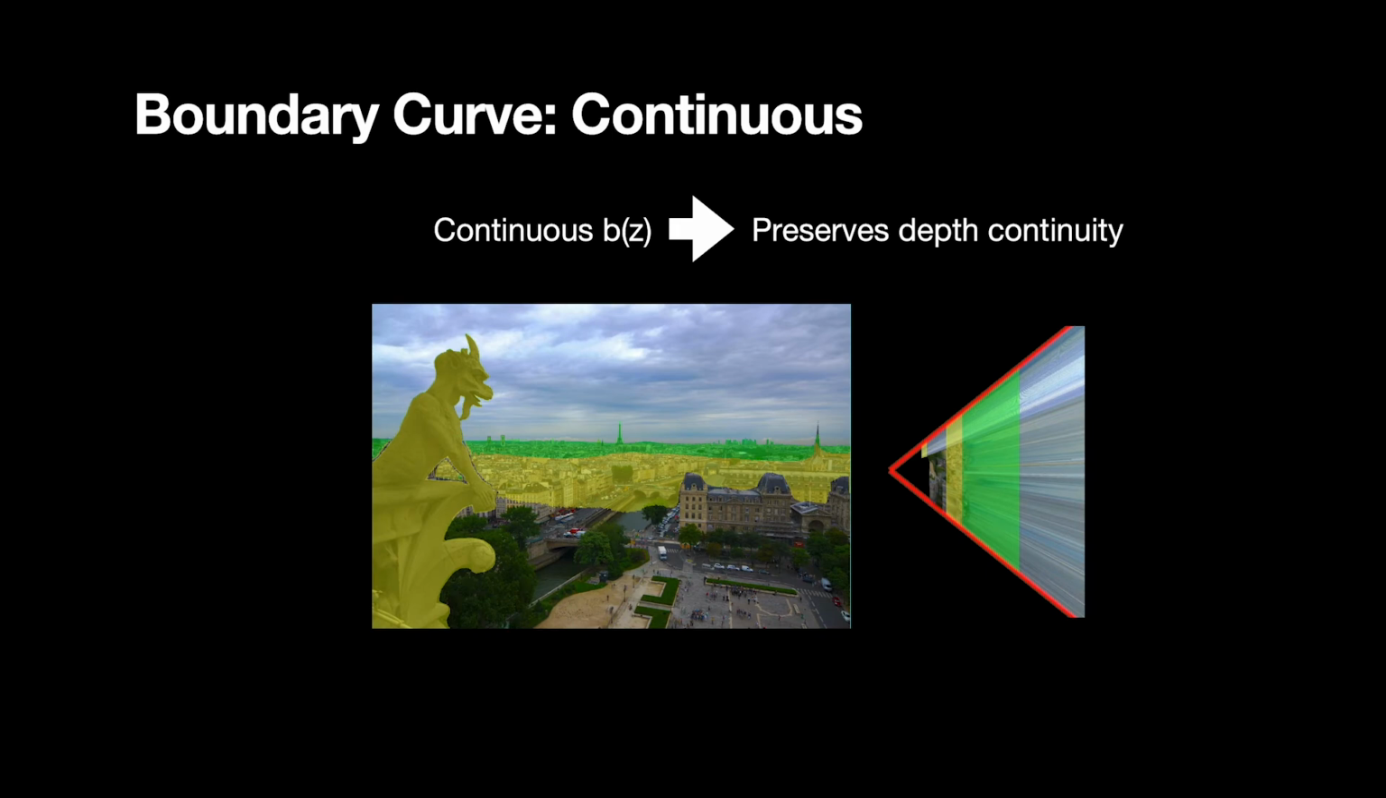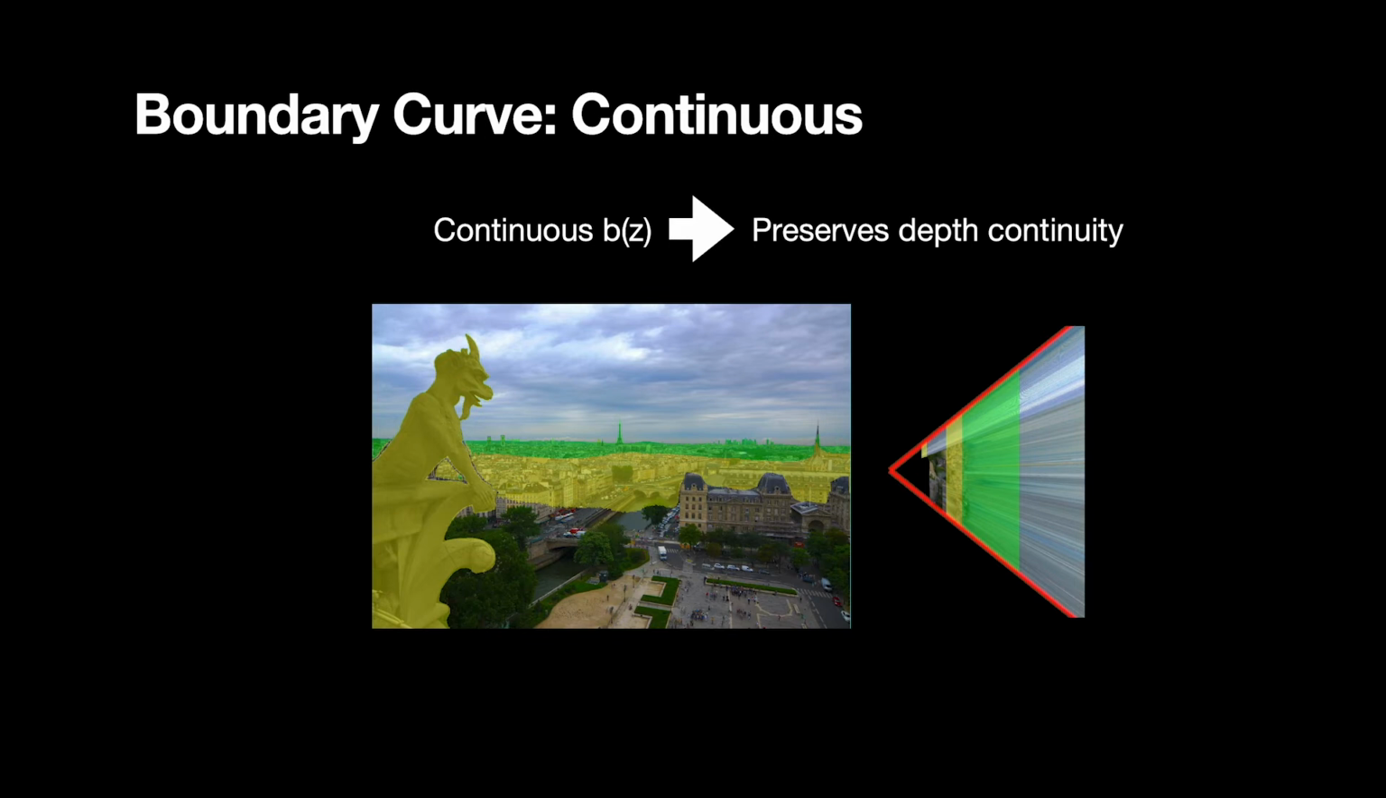And next, I will talk about some properties of the boundary curve. You may have noticed that so far in the examples, the BZs have been continuous. Using a continuous BZ means depth continuity is preserved. However, in some cases, we may want to add discontinuities for more powerful edits.